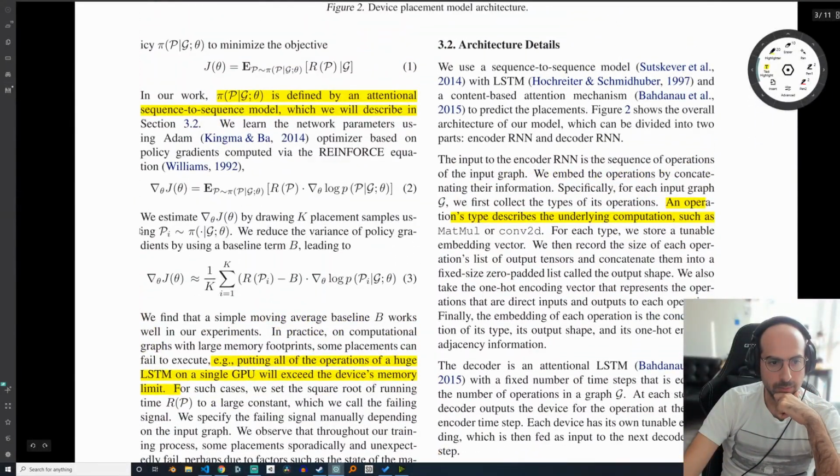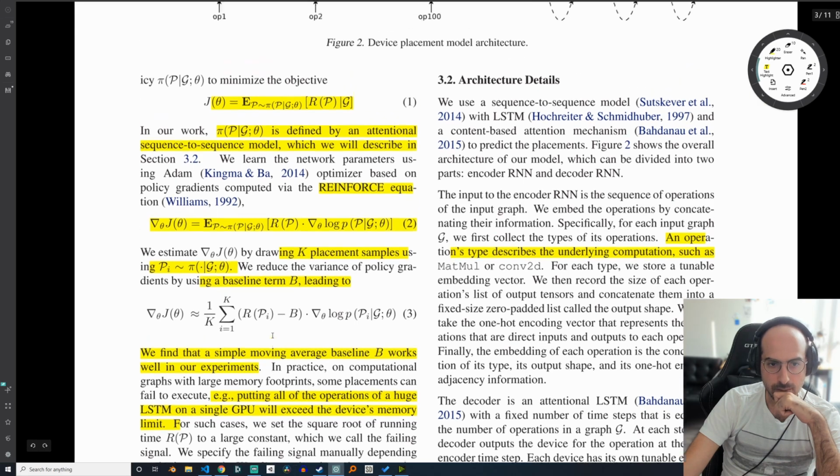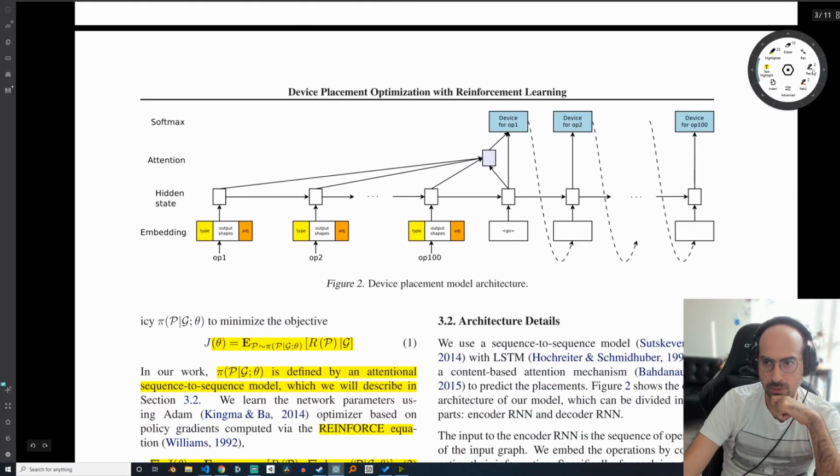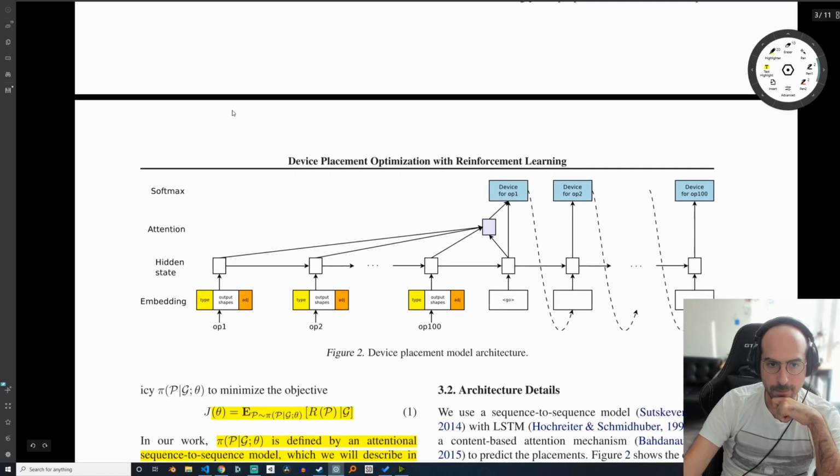So where do they describe the full algorithm? Okay, so they say we're trying to minimize this objective, and then to get the gradient for it, based on policy gradients computed via the REINFORCE equation, and then they estimate this loss by taking k samples, leading to this using a baseline term b. Oh, I see. Yeah, so it is like this. Okay, right.